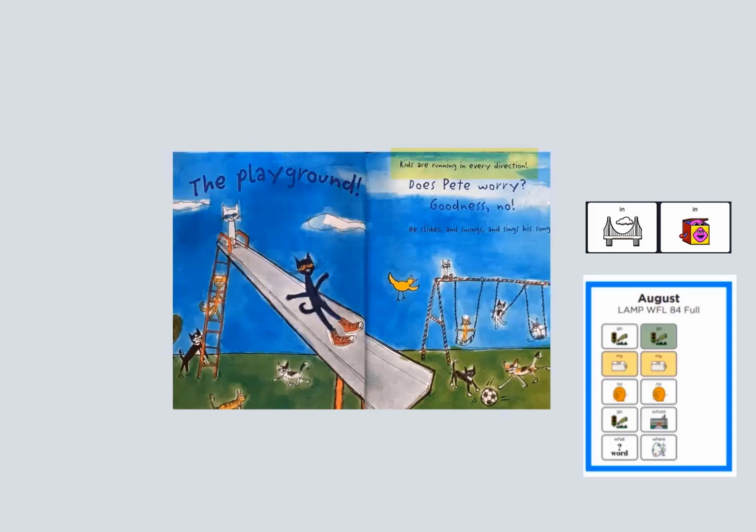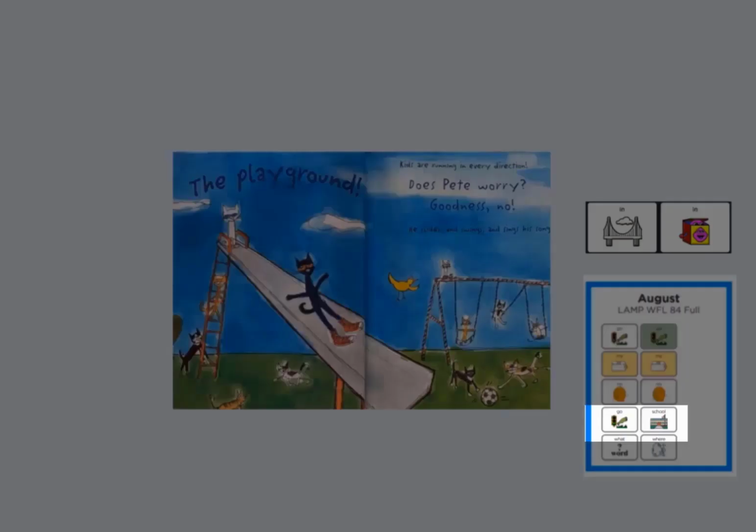Kids are running in every direction. Does Pete worry? Goodness, no. He slides and swings and sings his song. This can be a really fun place at school. Does Pete worry? Goodness, no. He's going to sing his song.